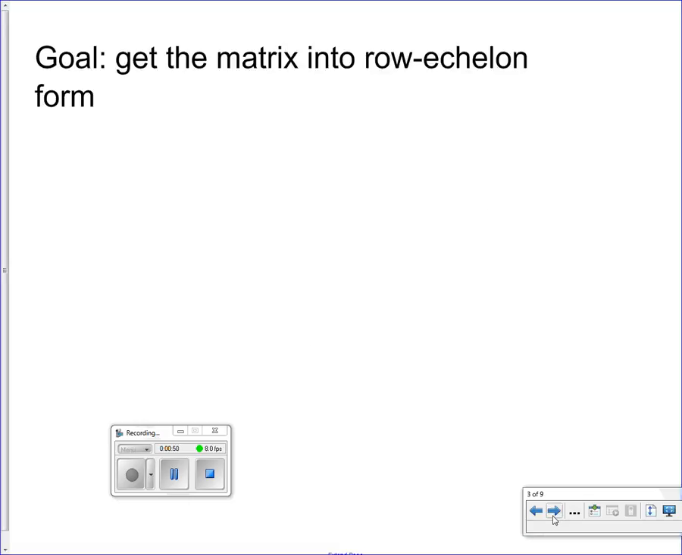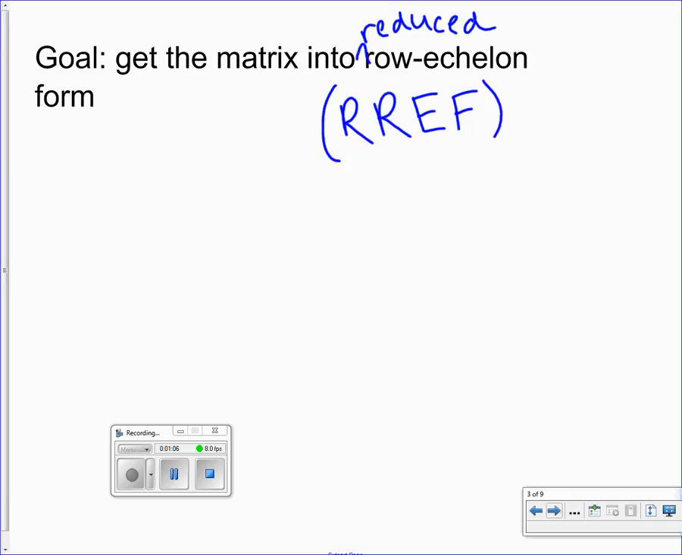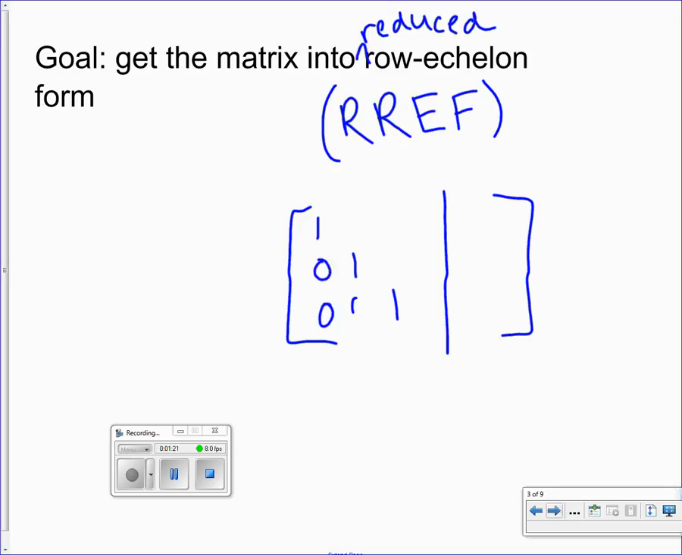So this time, our goal is to get the matrix into what is called reduced row echelon form. Row echelon form was the Gaussian technique. In Gauss Jordan, we're going for reduced row echelon form, which is abbreviated RREF. And so reduced row echelon form is going to be a 3 by 3 matrix, 3 columns and 3 rows. It's still going to have 1s on the main diagonal. But this time, there will be 0s everywhere else.